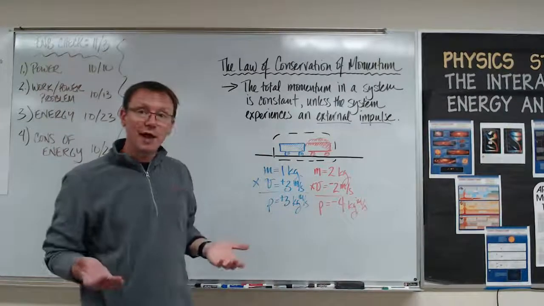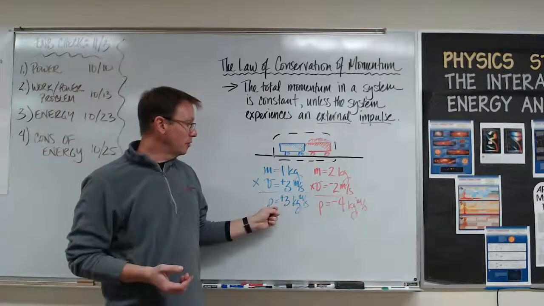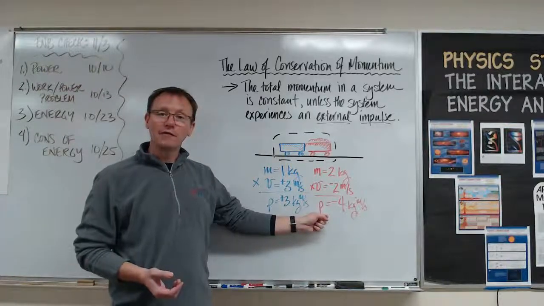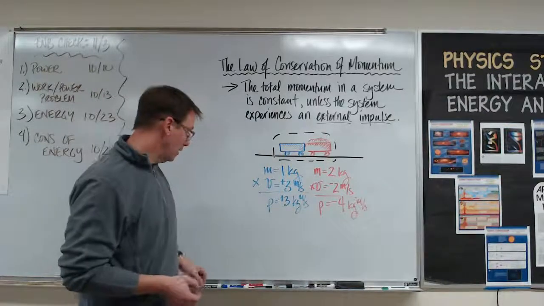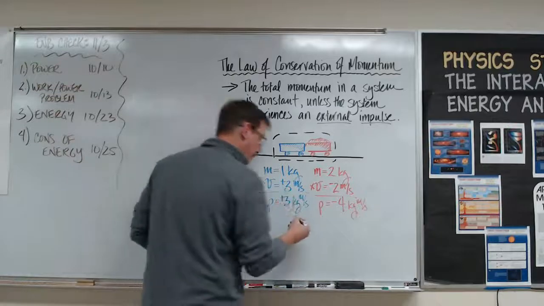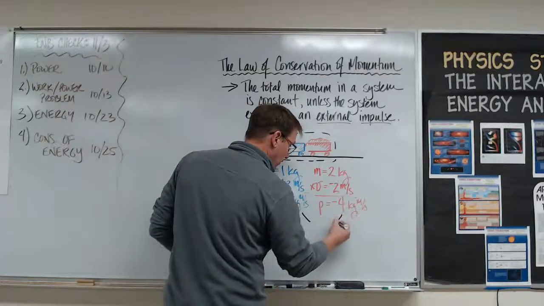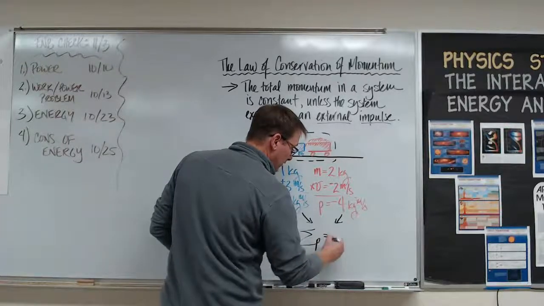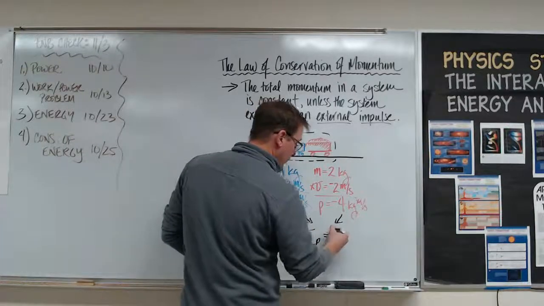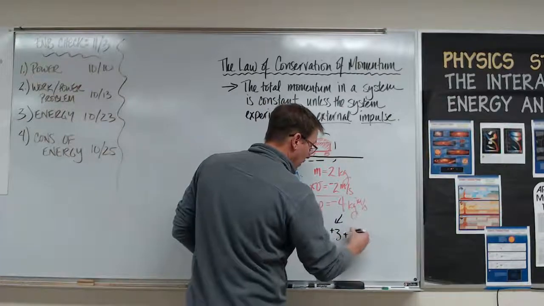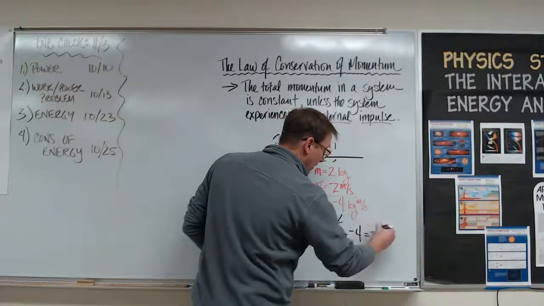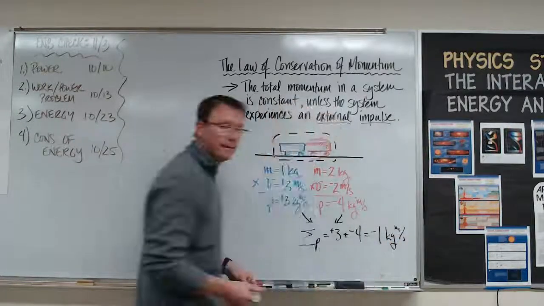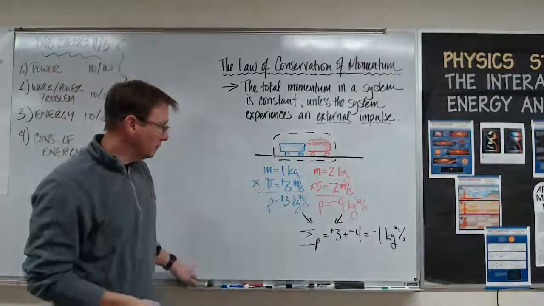Well, how much momentum do we have? Well, the blue cart has a positive 3 kilogram meters per second, and the red cart has a negative 4 kilogram meters per second. And so if we were to add those two together, you would see that the total system momentum, the sum of all momenta for the system, is +3 plus -4, or -1 kilogram meters per second. So -1 kilogram meters per second.